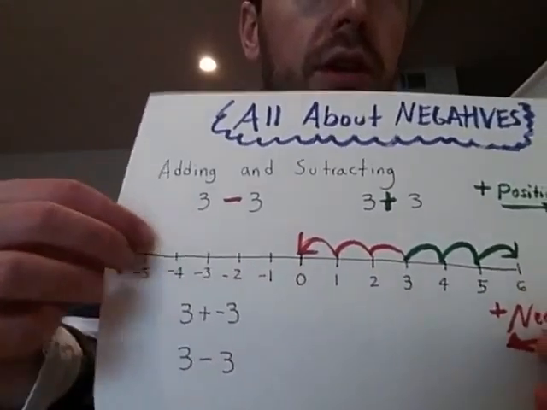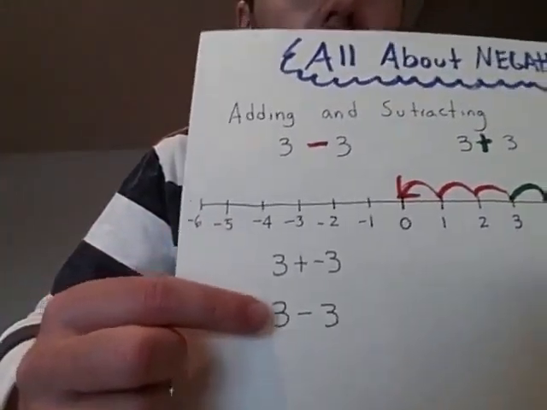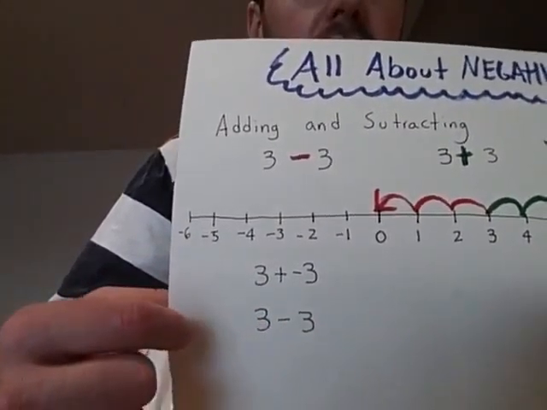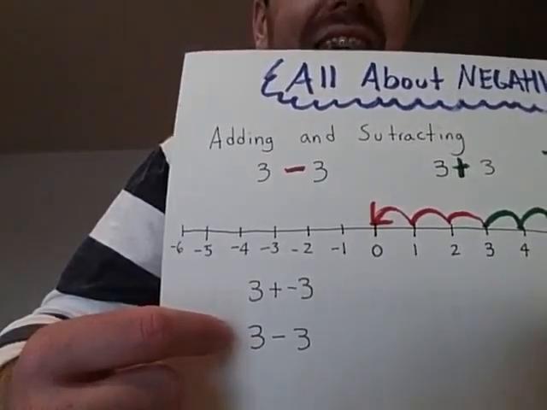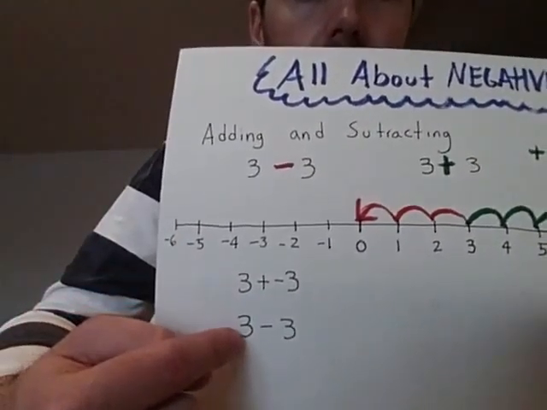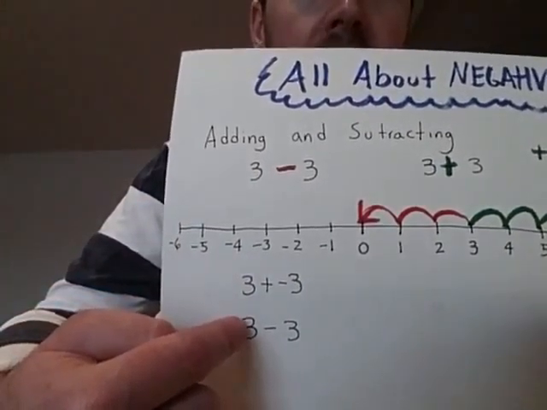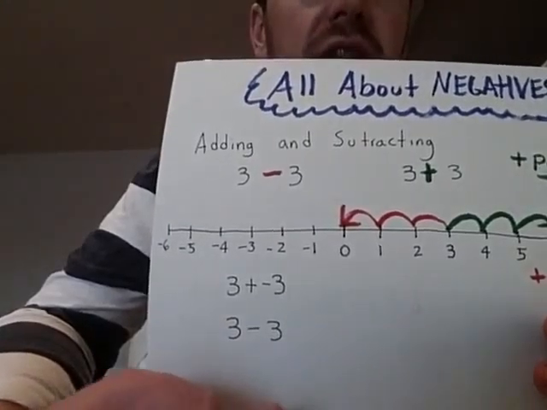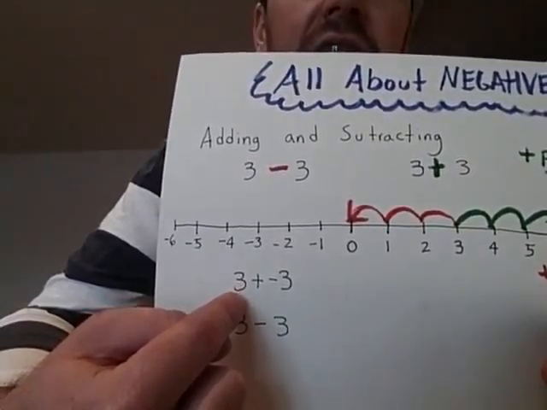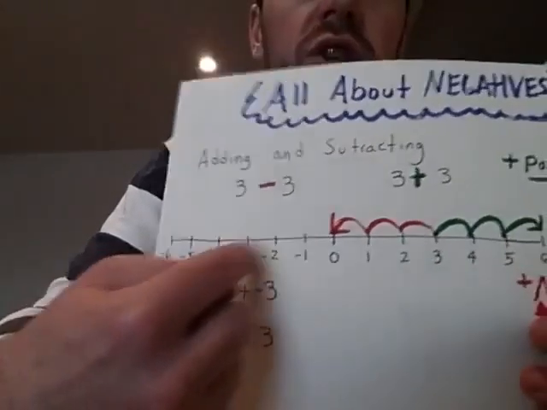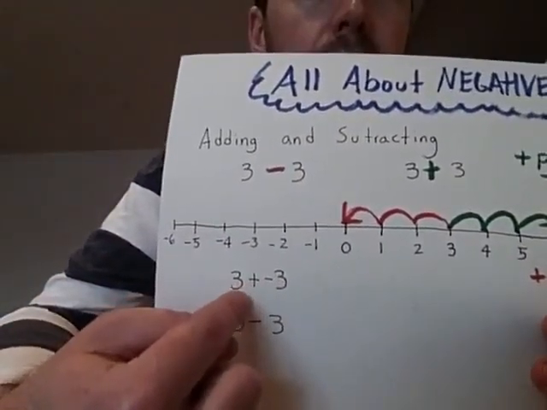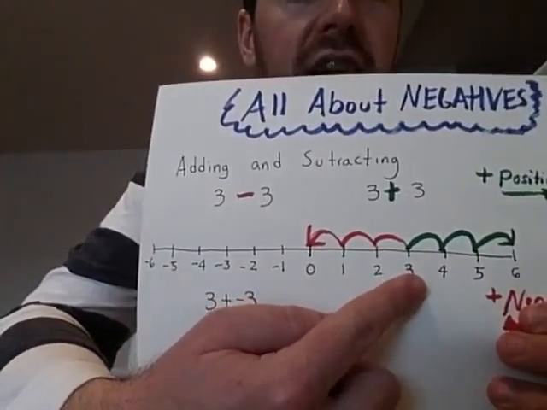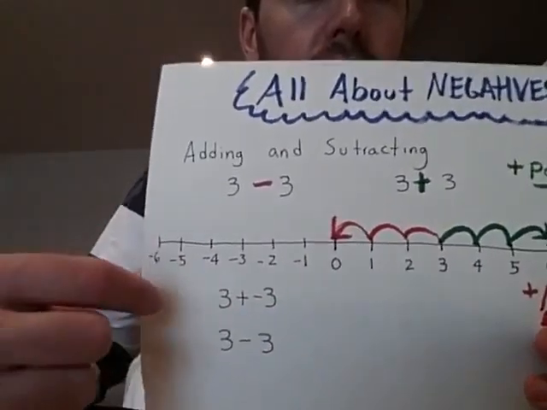Okay, so now let's hop down here. And we've got two problems. We've got 3 plus a negative 3 and 3 minus 3. Well, actually, these problems are exactly the same, and I'll show you why. Up here, we already did our 3 minus 3. We started out with 3, and we moved backwards to the left 3 spaces. Well, if we are adding a negative 3, we're also moving towards the negative space 3 times, okay? So we start at the 3 and we're adding our negative 3, or in other words, moving towards our negative space. 1, 2, 3. Okay?